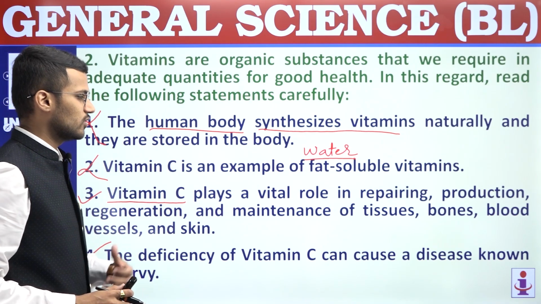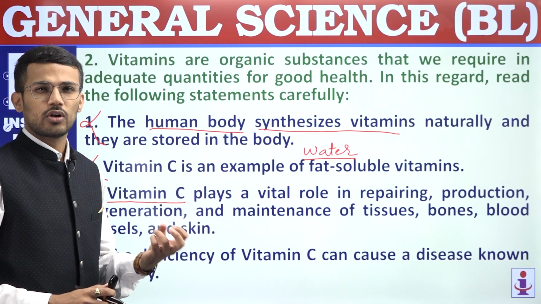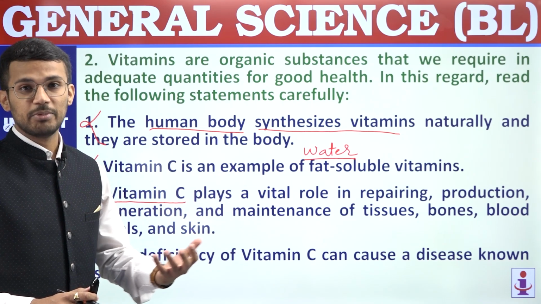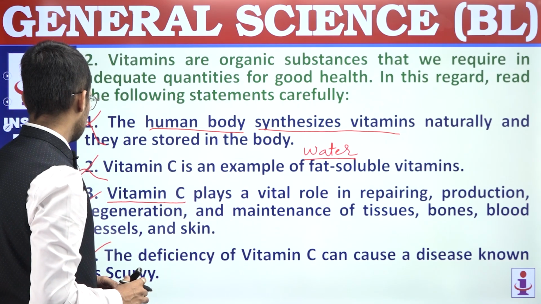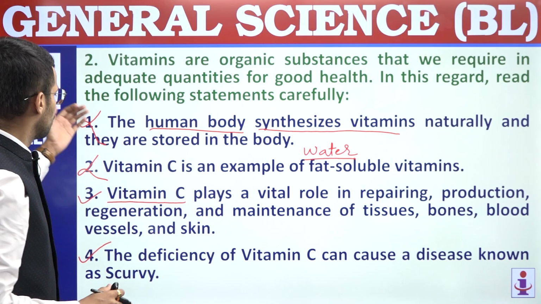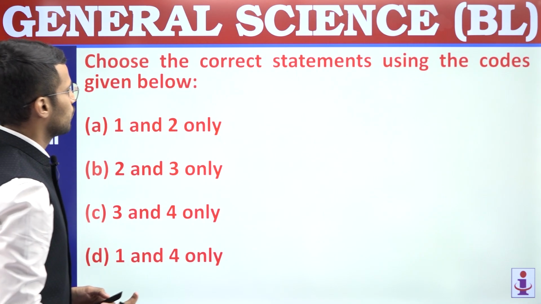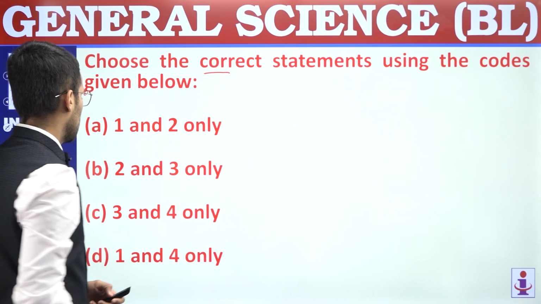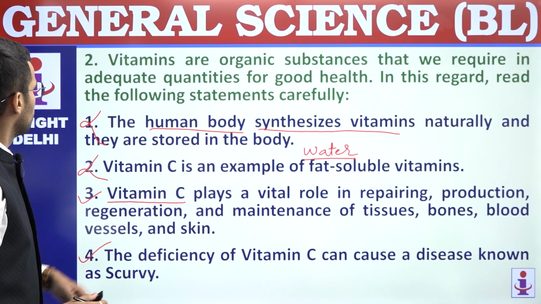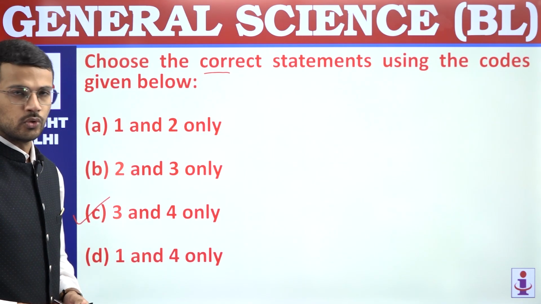Scurvy is a kind of disease where a person feels lethargic or weak, and it may also lead to anemia as well, right? So the third and fourth statements related to vitamin C are correct. The first and second statements are incorrect. We are supposed to find out correct statements only, and hence the answer is C, 3 and 4 only. Question number 2, answer is C, 3 and 4 only.